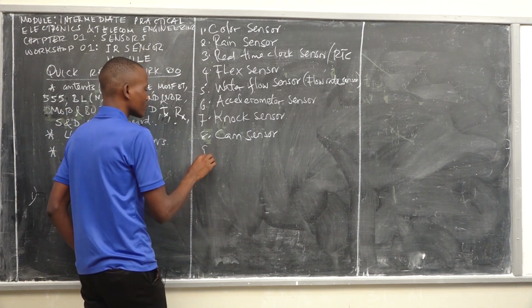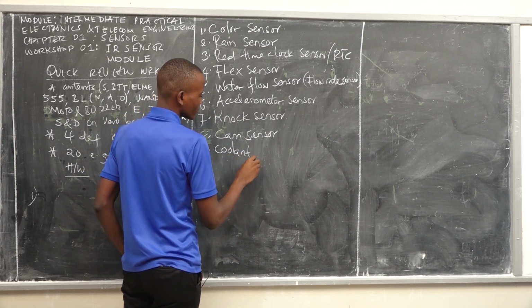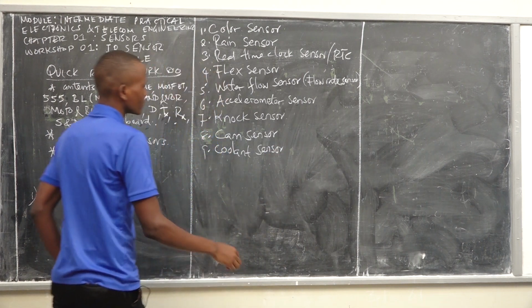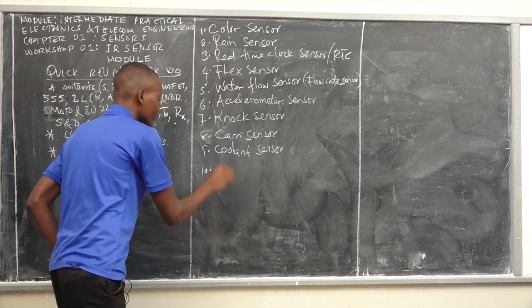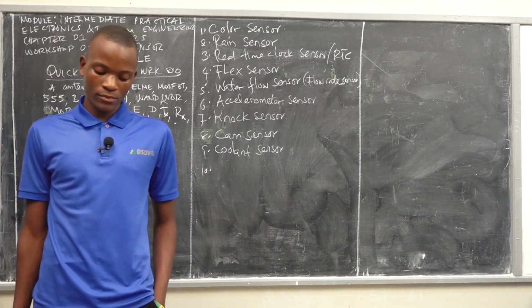Next is the coolant sensor. Yes? Coolant sensor. Where do you used to find it? Refrigerators. You know that most modern refrigerators have sensors in the cooling part.